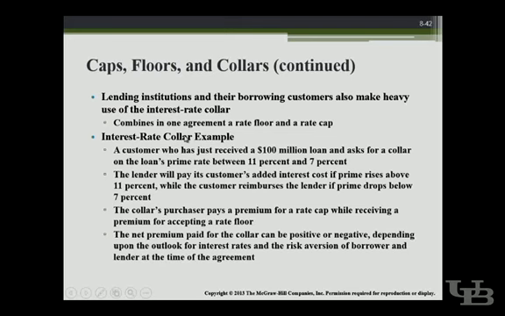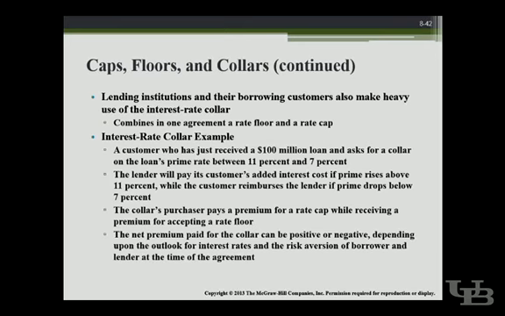What is a collar? A collar is a combination of a cap and a floor. You see, interest rates are unpredictable. They could go up or down throughout the term of the loan. In the case of a collar, the company and the bank are both involved in protecting their revenues or expenses. The company wants to minimize interest expense. The bank wants to maximize interest revenues.